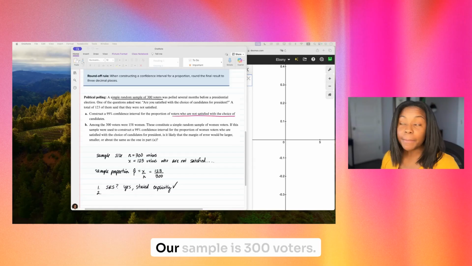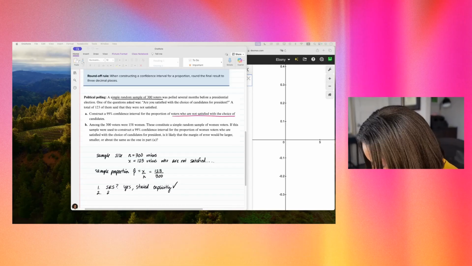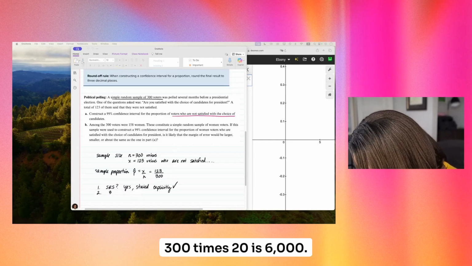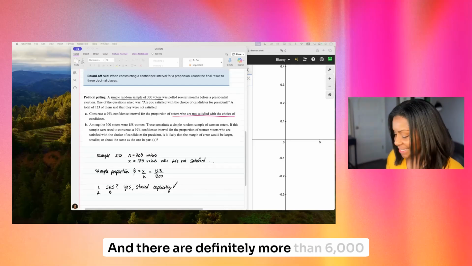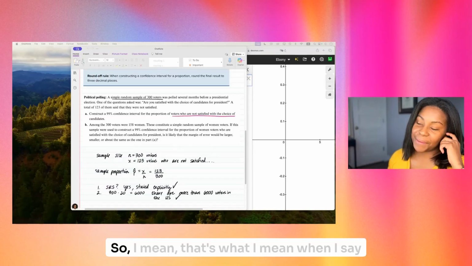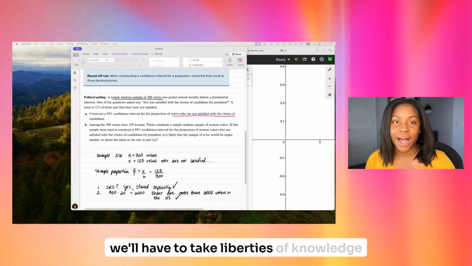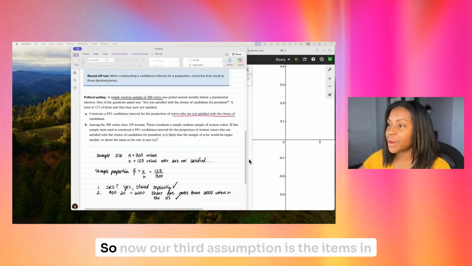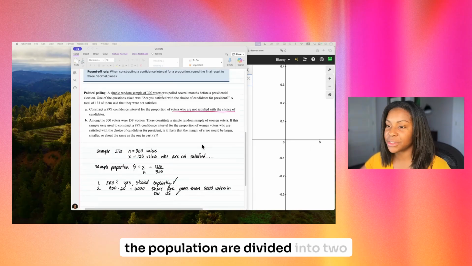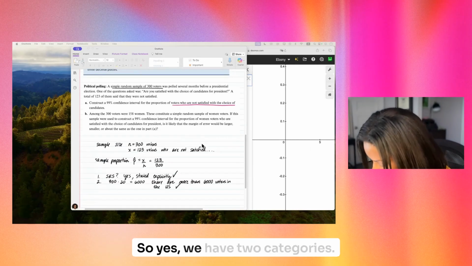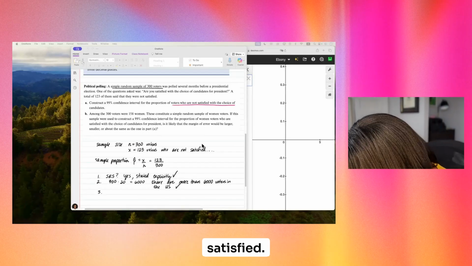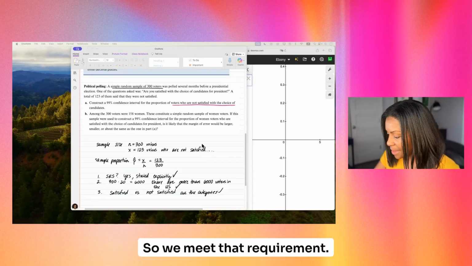The second assumption is that the population is at least 20 times as large as the sample. Our sample is 300 voters. 300 times 20 is 6,000. And there are definitely more than 6,000 voters in the United States. So, that's what I mean when I say we'll have to take liberties of knowledge that we know and bring to the question. Now our third assumption is the items in the population are divided into 2 categories. So yes, we have 2 categories. The categories are satisfied and not satisfied. So we meet that requirement.